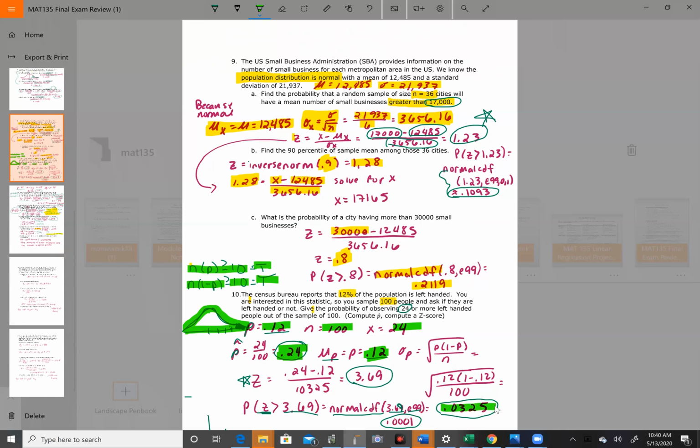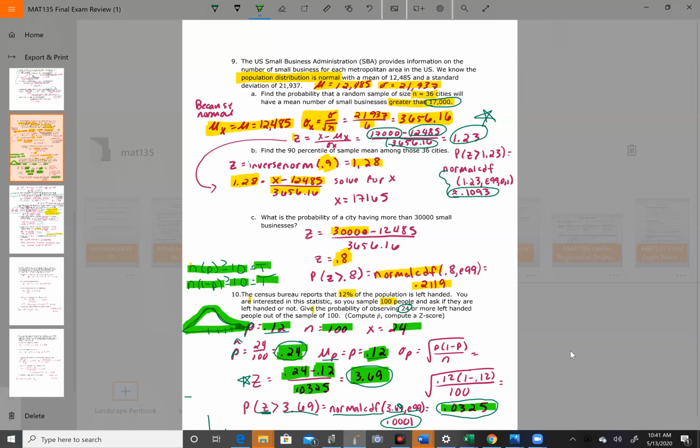Now we can find our z-score because we have what we want to observe, minus the mean, divided by the standard deviation, and that z-score is 3.69. So this z-score is pretty high. If we're trying to figure out the probability that it's going to be that high, I'm guessing it's going to be pretty low. If you remember from your empirical rule, only 0.025% of your data is going to be above 3 standard deviations. So 3.69 standard deviations is going to be even smaller than that.